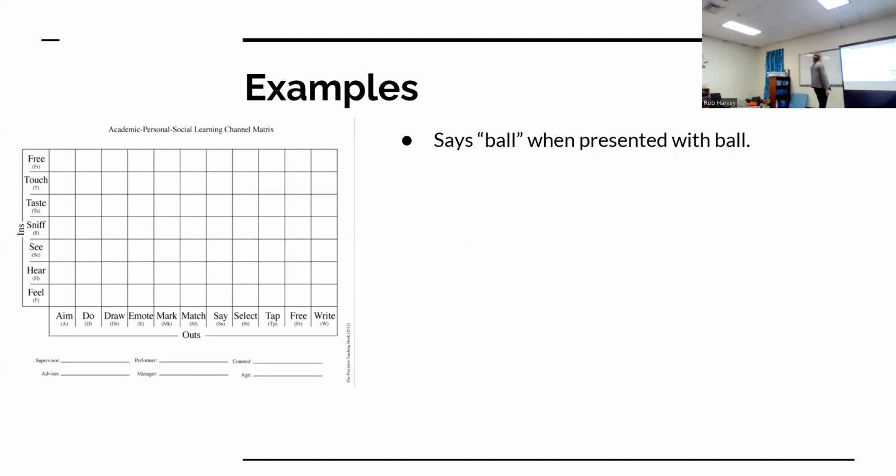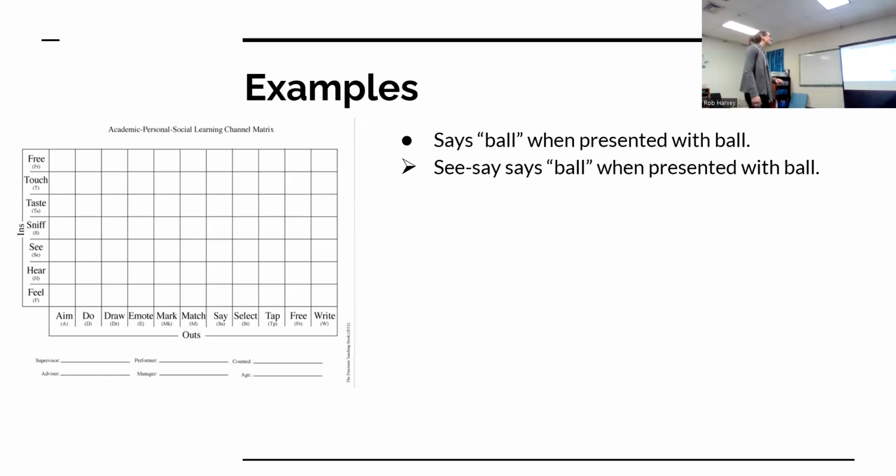The first thing we want to find out is what the in is. We need to know what the stimulus is. Okay, good. So says ball when presented with ball. Presented with ball is a stimulus. See is our in, and then what's our out? Say. Good. See, say, says. It sounds like a nursery rhyme, but that is how we build a pinpoint clause. See, say, says ball when presented with ball. Next one, touches nose when staff touches nose. What would that one be?